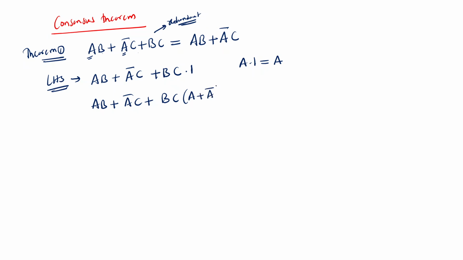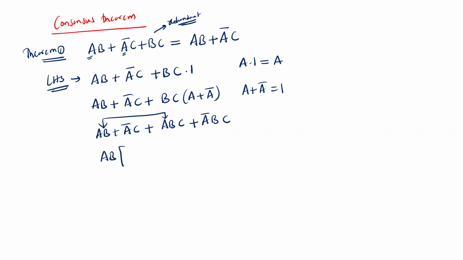A plus A bar. Why? Because from OR law, you know that A plus A bar equal to what? 1. Okay. So AB plus A bar C plus ABC plus A bar BC. From these two, what can I take common? I can take AB common. If you take AB common, I am getting 1 plus C.